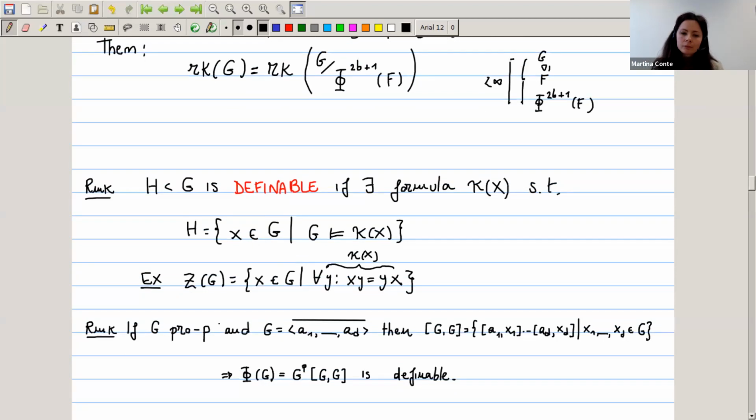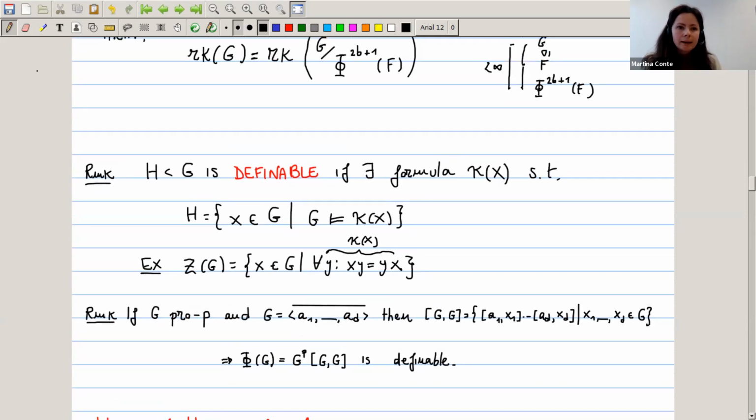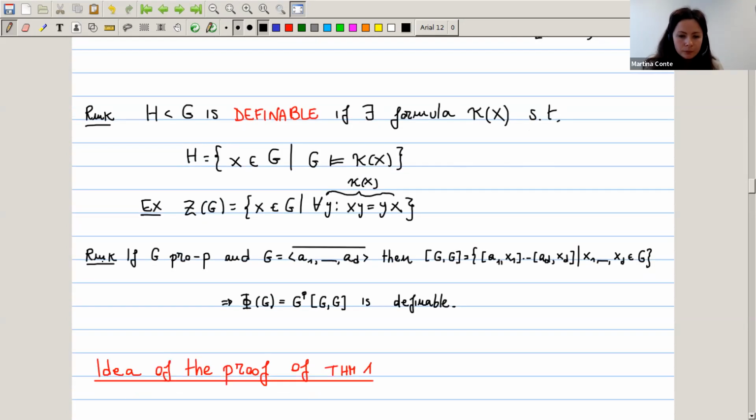A key point, let's say, when working with pro-p groups, in particular with finitely generated pro-p groups, is that their Frattini subgroup is definable, thanks to the fact that the commutator subgroup of a finitely generated profinite group is definable. So we will often find iterated Frattini subgroups, and we will be able to talk about them and also about quotients by these groups because they are definable. We could not talk about just any group.